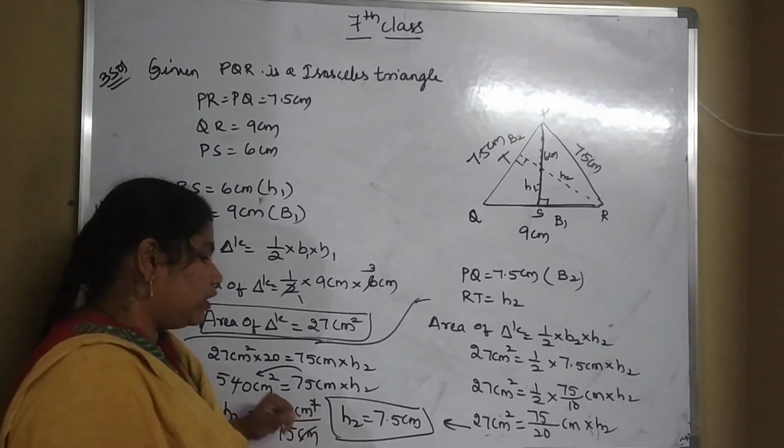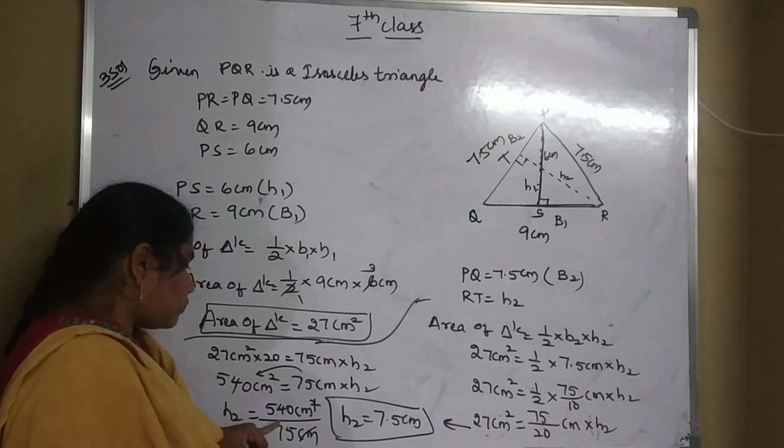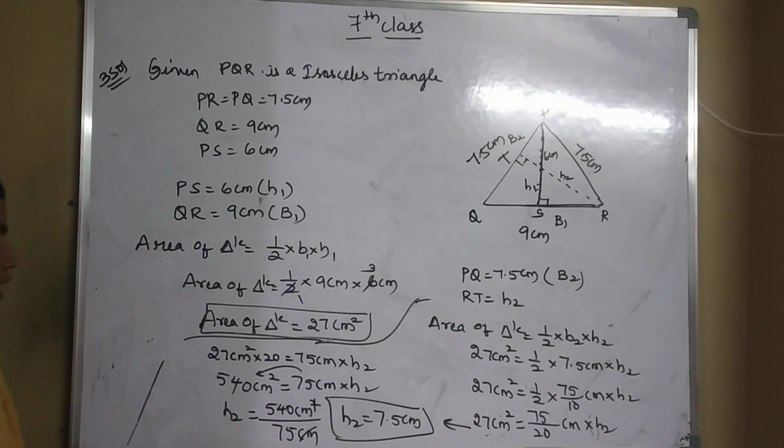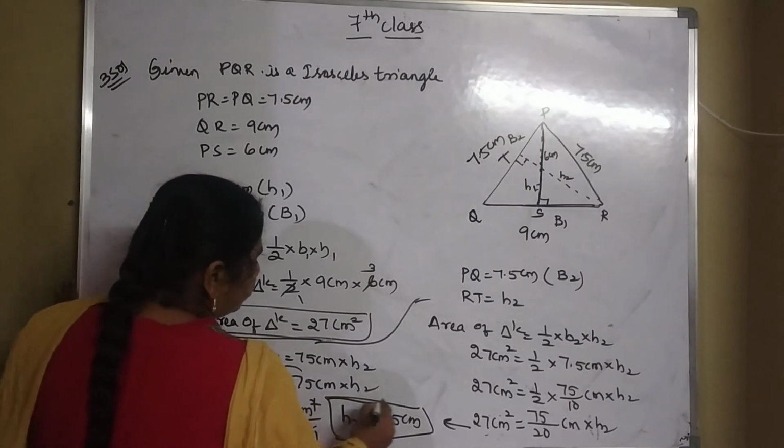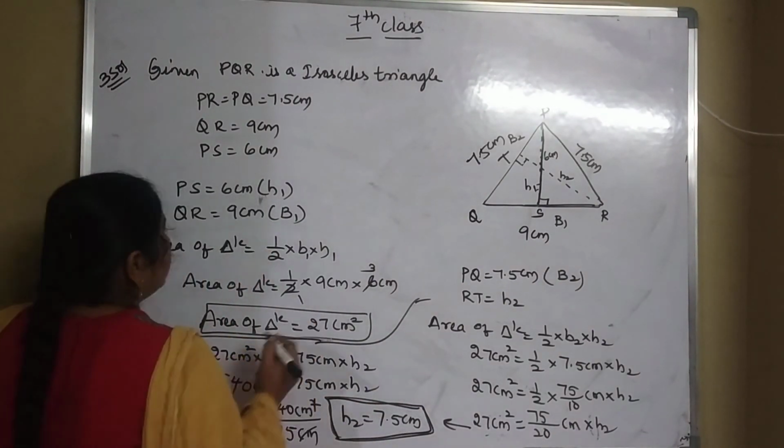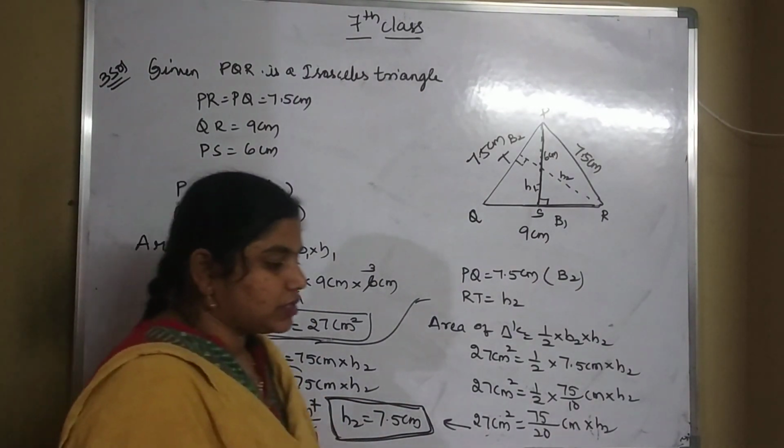Okay, so now send this 75 to the other side, that will be converted into division. Here centimeter will get cancelled. If you divide these two, 540 by 75, you will get 7.5 centimeters. So this is our height 2 value. Okay. So with this, our third solution is completed.